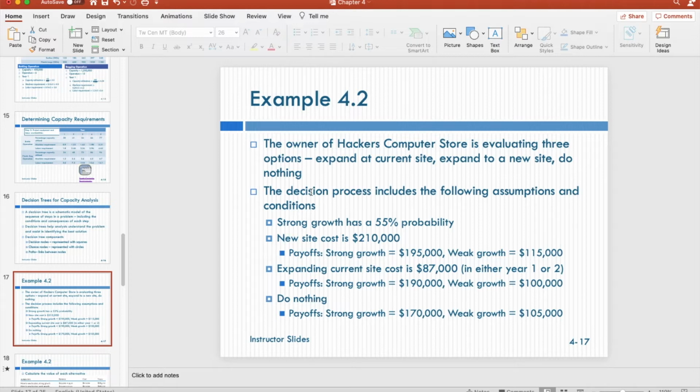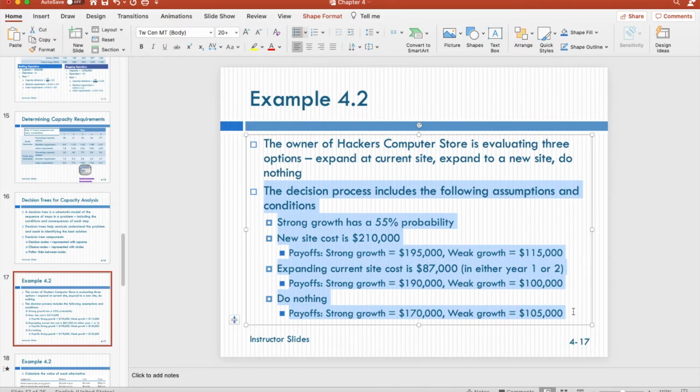So let's look at the more specific information included within this example. First of all, the decision process already shows the following assumptions and conditions. Since right now you only have the prediction, you cannot actually predict the realization in the future, but you have to prepare your capacity level before the market demand realization happens, right? That's very logical. You have to prepare first before the market demand itself is realized.